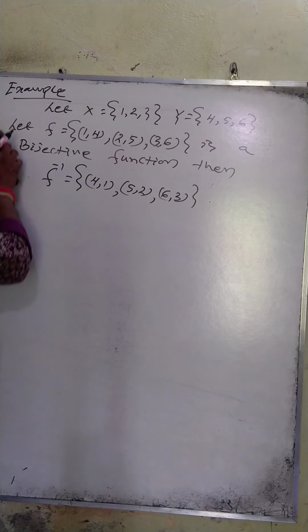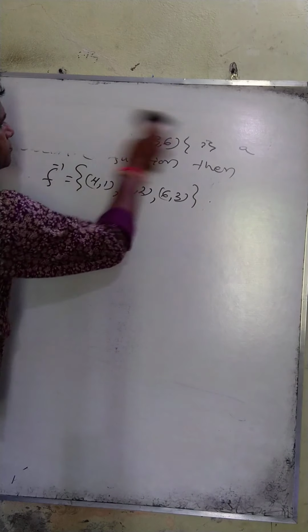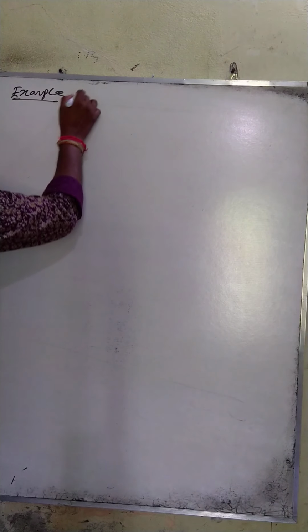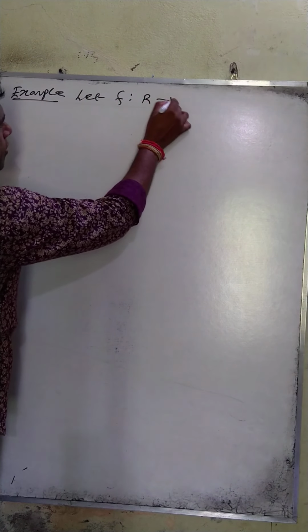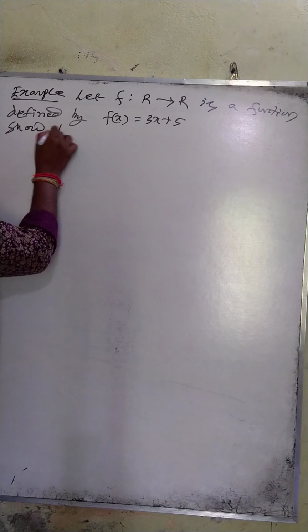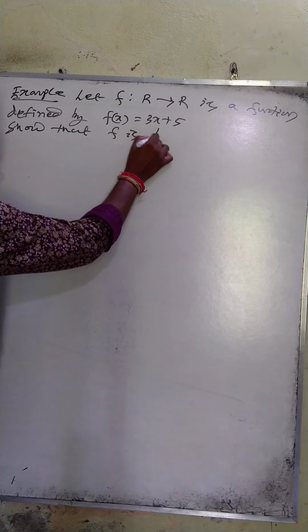Next example, let f from R to R be a function defined by f(x) equal to 3x plus 5, so that f is bijective.